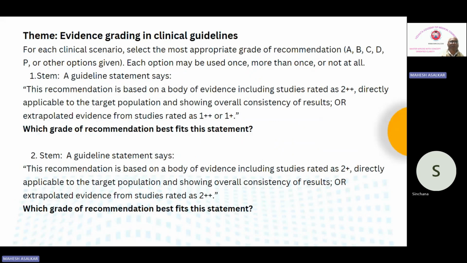So now coming to the evidence grading in clinical guidelines. Dr. Sinchana, can you read these two questions? Yes, sir. Stem 1: A guideline statement says this recommendation is based on a body of evidence, including studies rated as 2++, directly applicable to the target population and showing overall consistency of results, or extrapolated evidence from studies rated as 1++ or 1+. Which grade of recommendation best fits this statement?